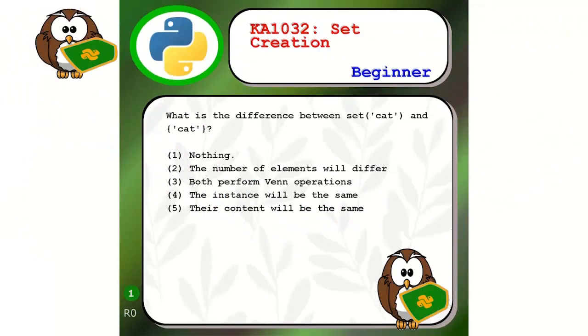Our review questions include KA 1032, a legacy question that's also in the book, but we should be confident in asking ourselves, what is the difference between the set of cat and cat when it's created without using the set class? 1, no difference. 2, the number of elements will differ. 3, both perform Venn operations. 4, the instance will be the same. 5, their content will be the same. That's nice. No, none of the above.